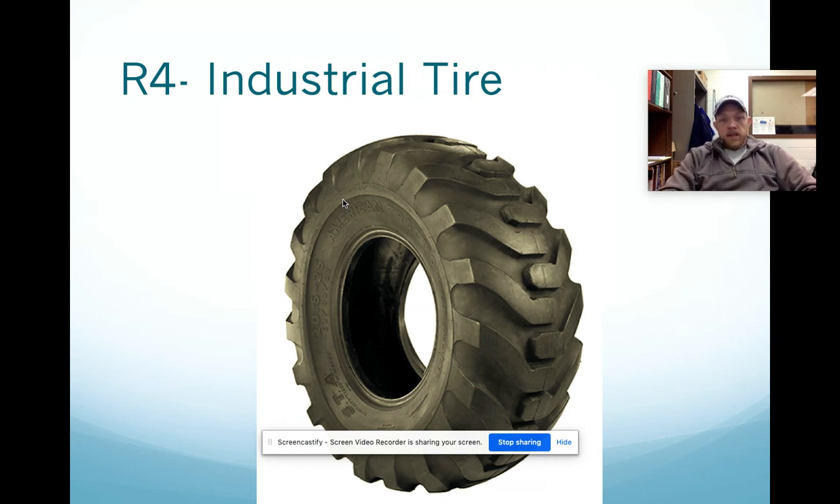Number 4 is an R4, and that's called an industrial lug pattern.